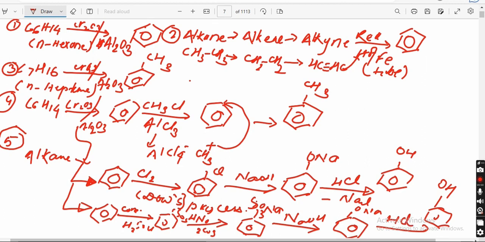So this is the way how you can convert the alkane into aromatic compounds. Okay, we'll further study this.